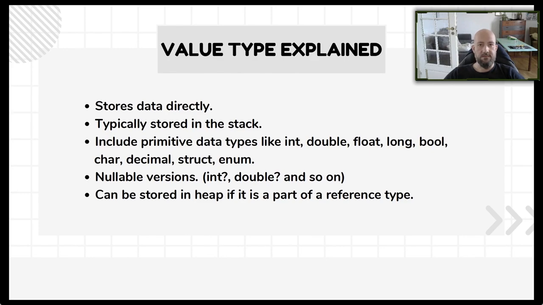First, let's talk about value types. Value types store data directly and are typically stored in the stack. They include primitive data types like int, double, float, long, bool, char, decimal, struct, and enum. Nullable versions of these types also exist, such as int? and double?. Although value types are usually stored on the stack, they can be stored in the heap if they're part of a reference type.